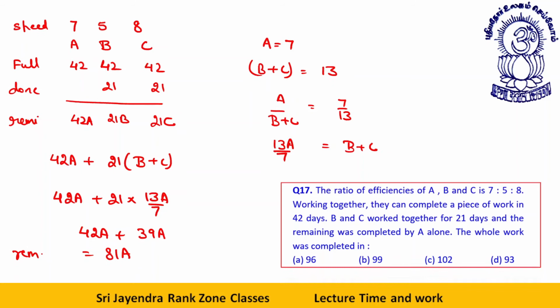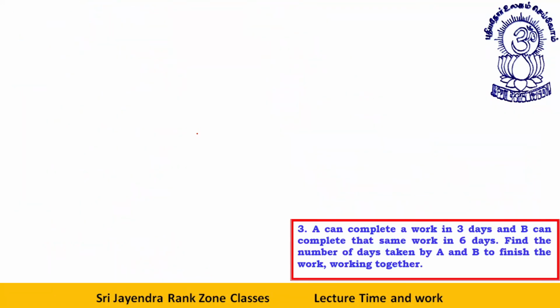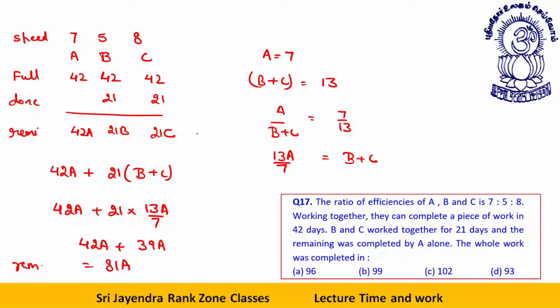Now, since this is the remaining work, the total work lasted for how many days? Total is 21 plus 81, that is equal to 102 days. This is the total. You can have a look over it if you want to.